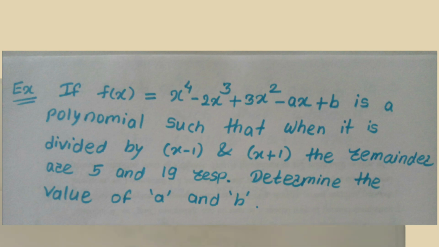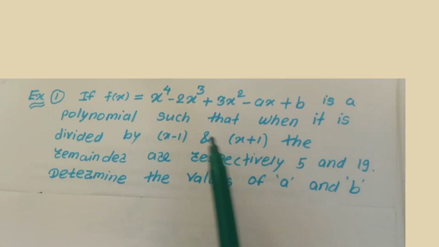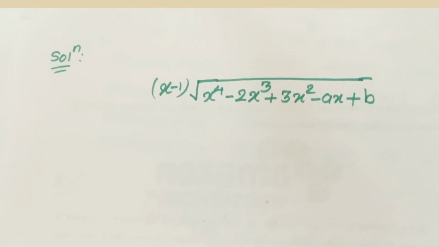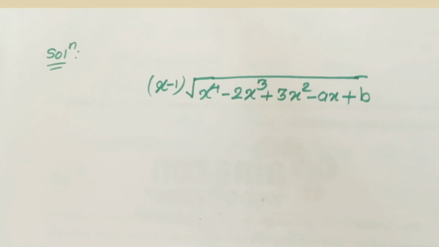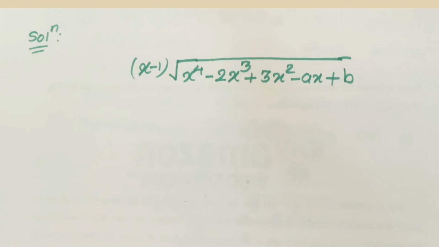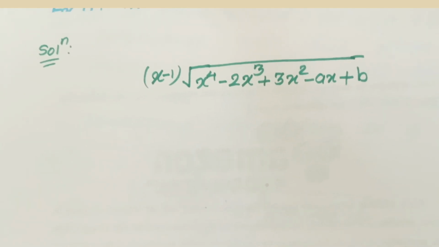In the example, we first take the condition that x minus 1 divides this polynomial f of x and we get remainder 5. You just need to know how to divide two polynomials. Apply the division method of polynomials and solve this.